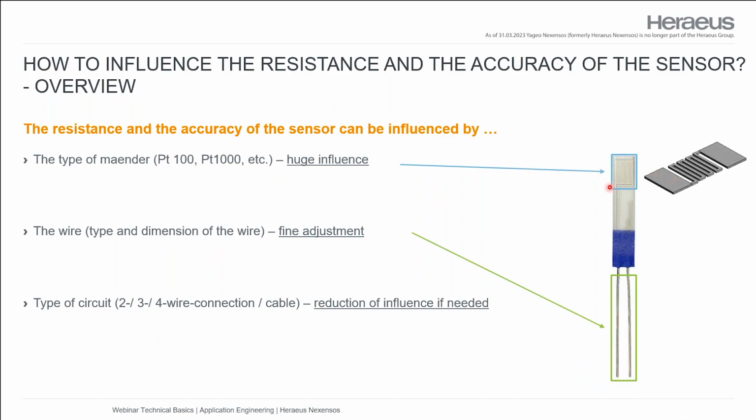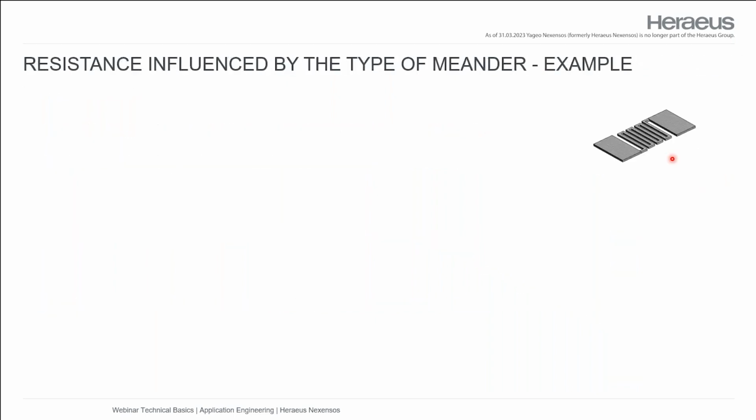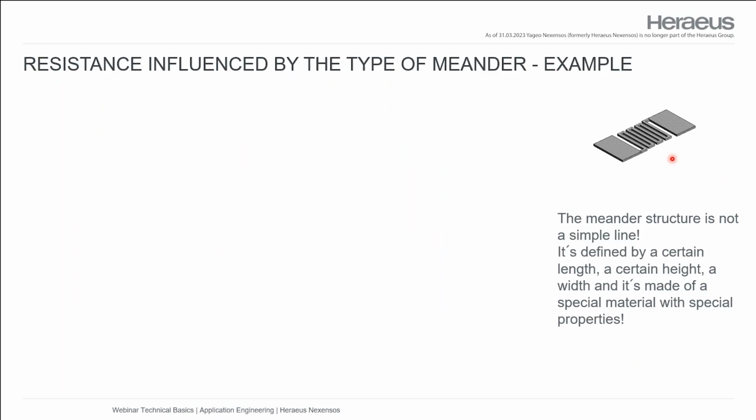Here we can see that this line is not only a line, it's really more or less like a cubic circuit, which brings me to the next explanation. This meander structure is not a simple line. It's defined by a certain length, a certain height, and a certain width. And this is for sure the description of how we can calculate the resistance.